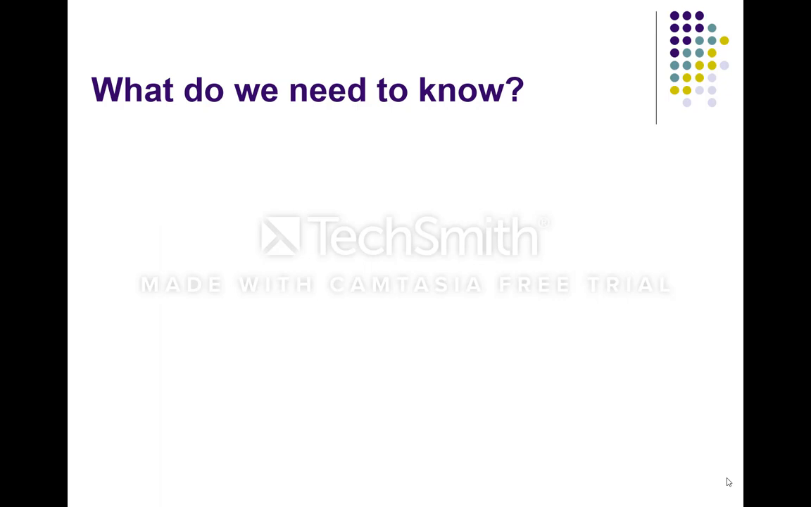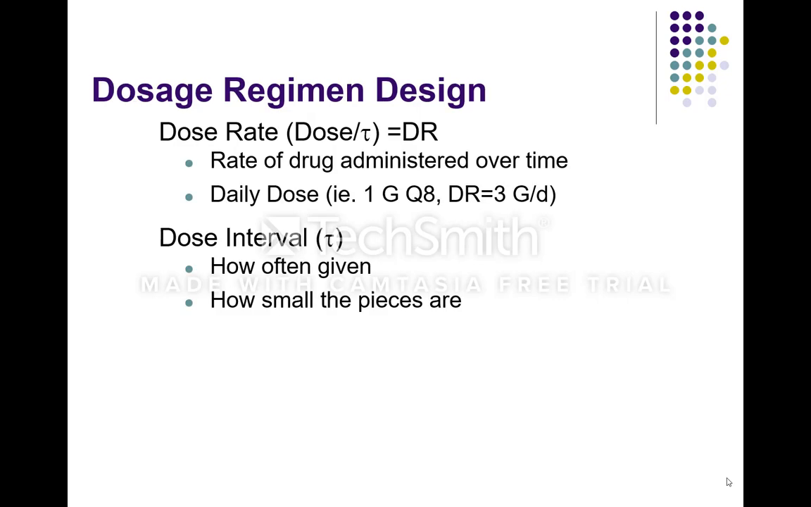Before we get too much, I want to talk about some more simplistic ideas on here and basically go into basic dosage regimen design. As I've said, I think about dosage regimen design in two pieces: dose rate and dose interval. Dose rate is your dose divided by your tau, or I usually symbolize it as DR for dose rate. But it's dose divided by tau. Everybody take a minute and make sure that you believe that. It's the amount of drug we're giving per time.